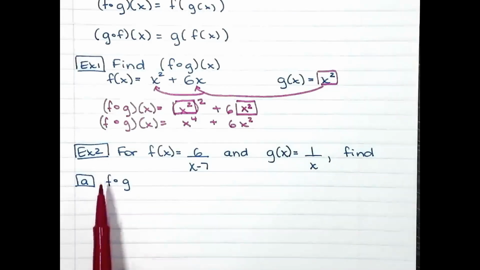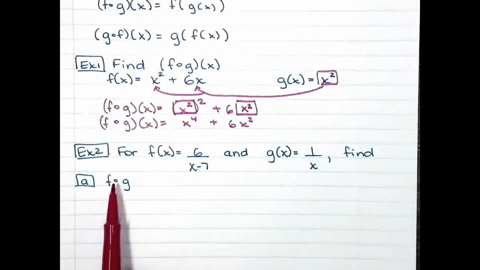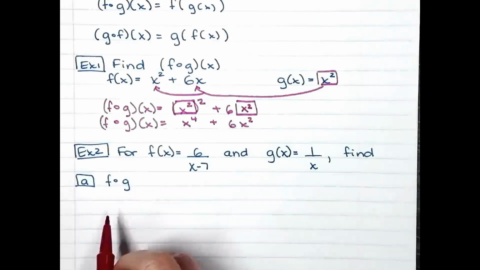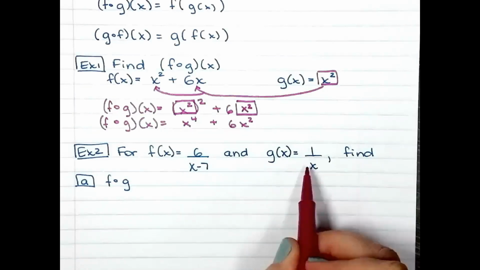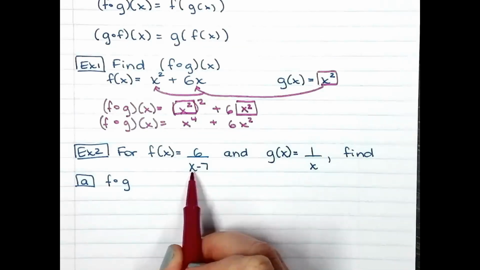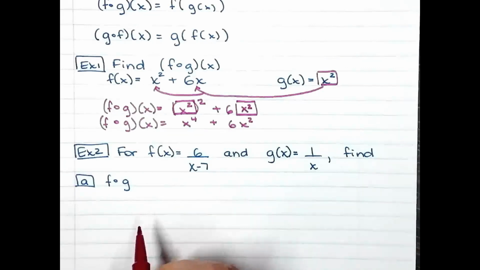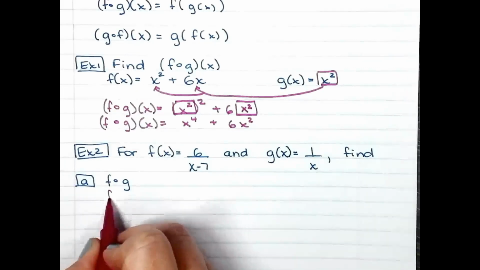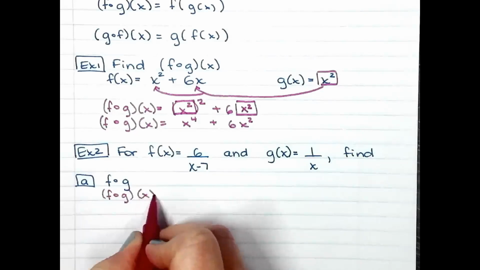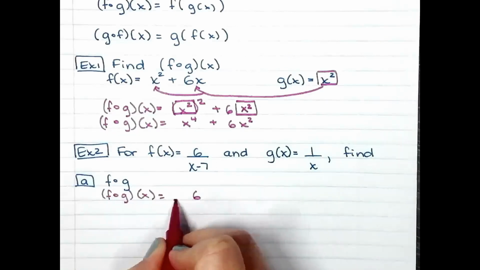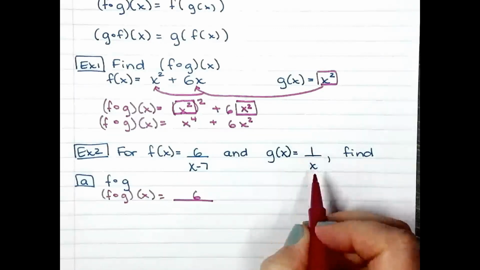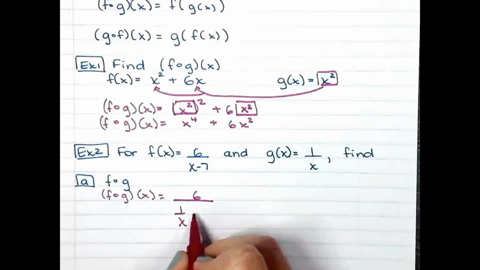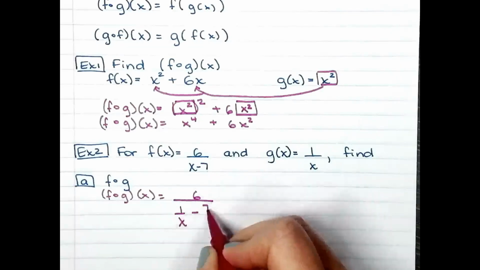So you will have multiple parts on example 2 right here. So f compose g of x. So here we go. I will get the g function, and I will replace for this x right there. Ready? So I have right here f compose g of x. I have my function here, 6. And instead of writing x, I will write the function g of x, 1 over x. So 1 over x minus 7, because that's the whole function.